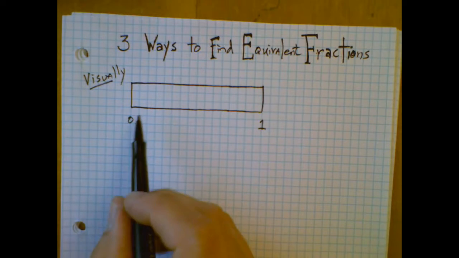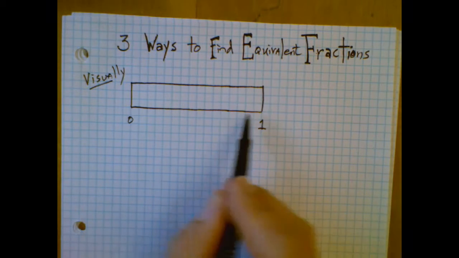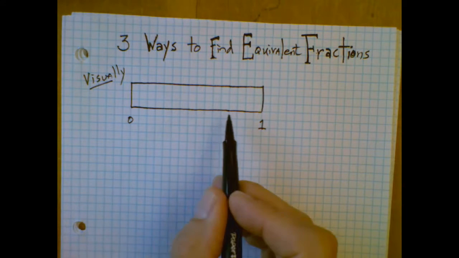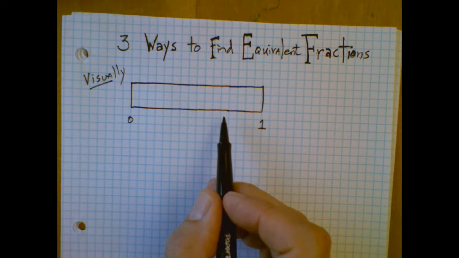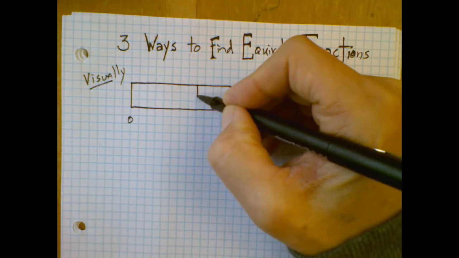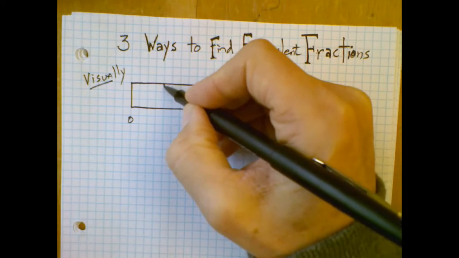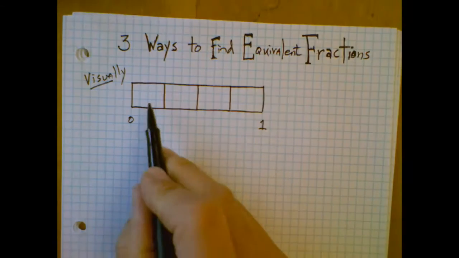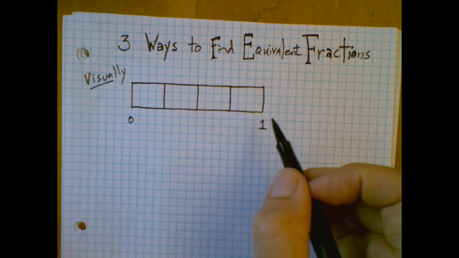So here I have a box that I'm saying is 0 at this end and 1 at this end, and I need to split this thing up. I want to split this up into quarters. So I'm going to split it in half here. I'll split in half one more time. So I have 1, 2, 3 fourths. So I've got 4 fourths.